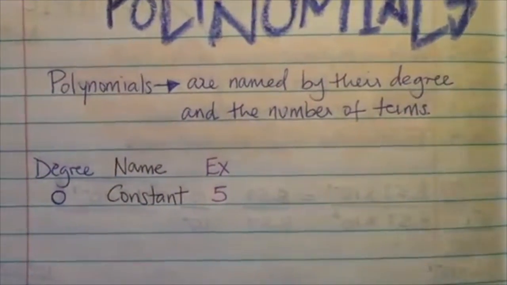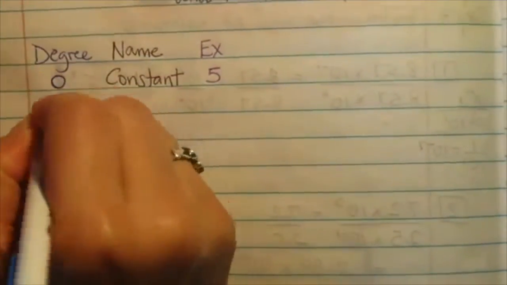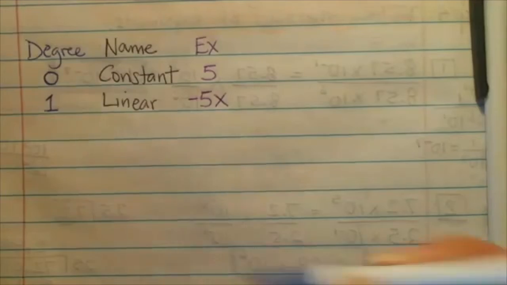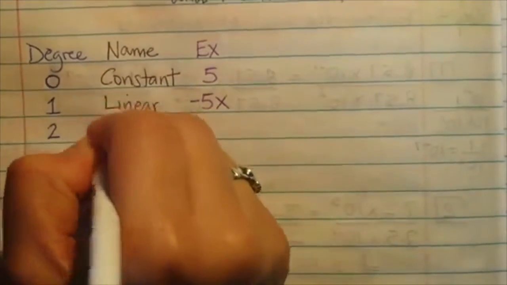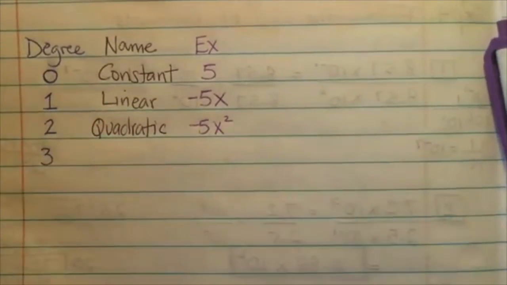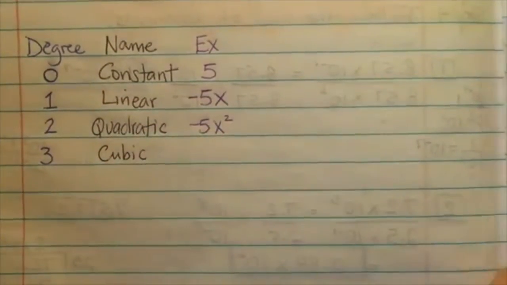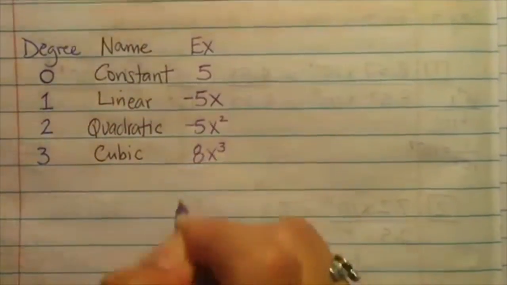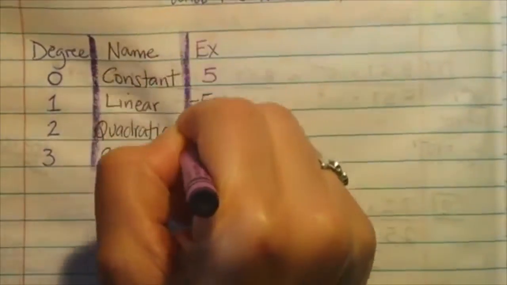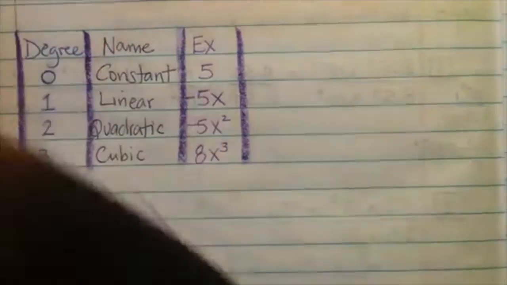Like the number 5. If it's got a 1 degree, it's known as linear. And what does that look like? Negative 5x. See, because it has x to the power of 1. Second degree, you already know this one really well. Quadratic, what does that look like? Anything with like x squared, so negative 5x squared, because the power is 2. 3 is known as cubic, so 8x cubed. And you can see that it's a constant, 1, 2, and then 3. And that's pretty much all it is. And it keeps going. However, I'm just going to go over those 3.